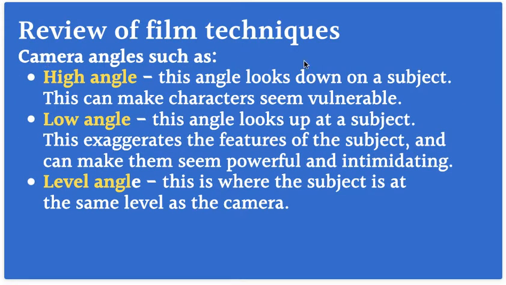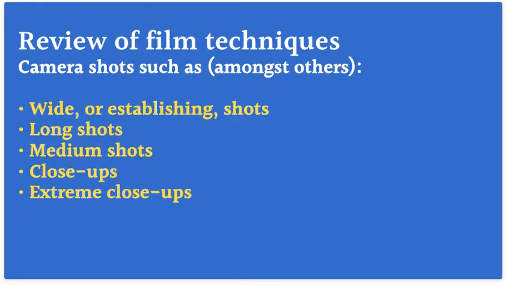So yesterday we learned about angles. Some of those angles include high angles. This angle looks down on a subject. This can make the character seem vulnerable. Low angle. This angle looks up at a subject. This exaggerates the features of the subject and can make them seem powerful, intimidating. And level angle. This is where the subject is at the same level as the character. So those three shots are three that you will need to include in your final work.